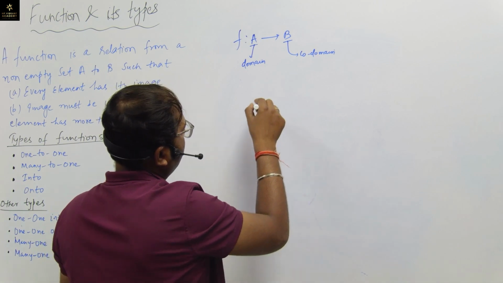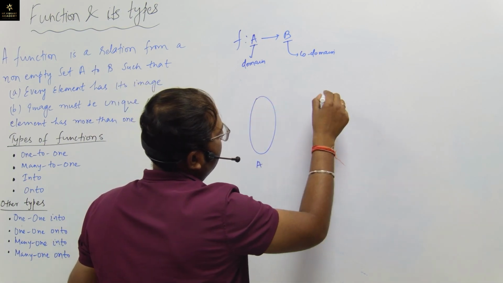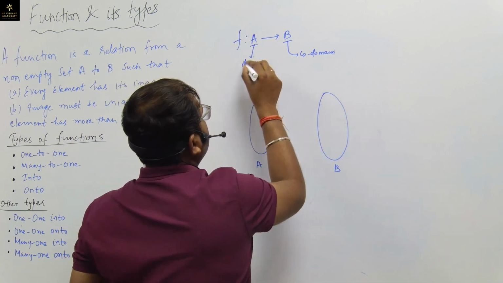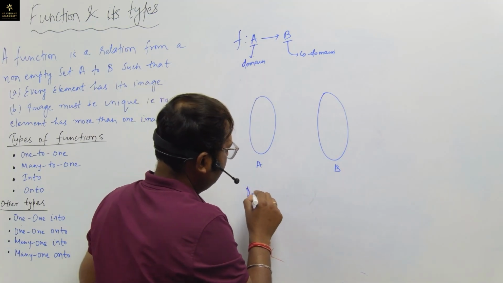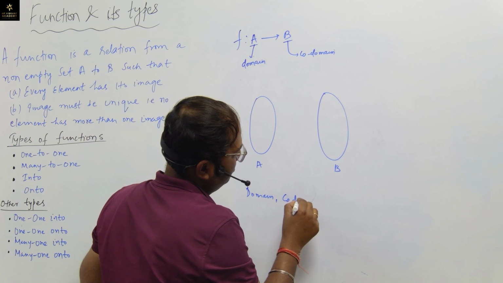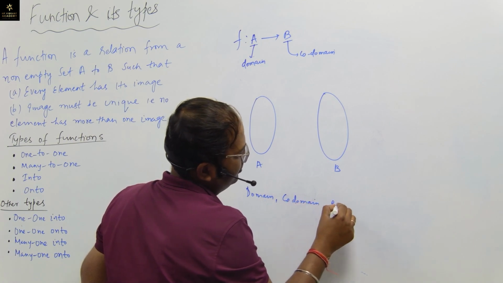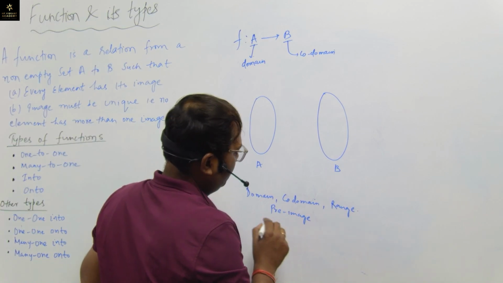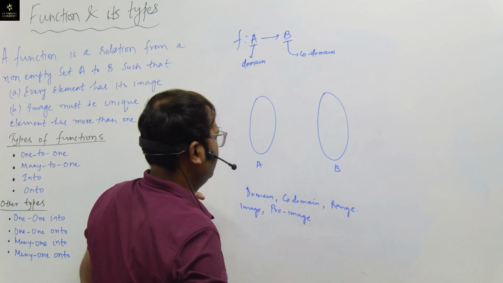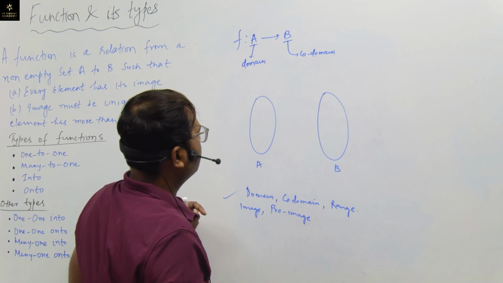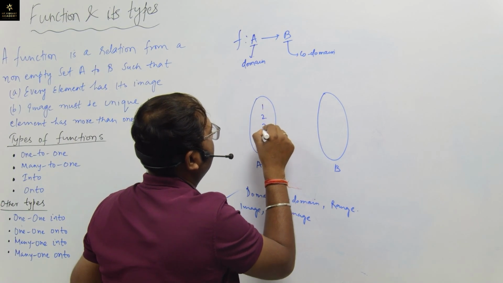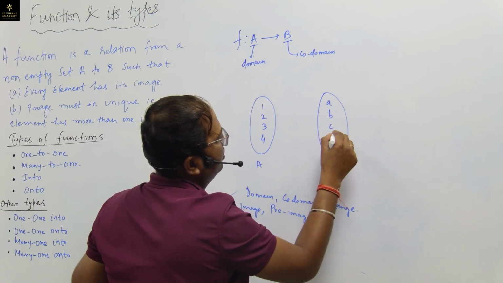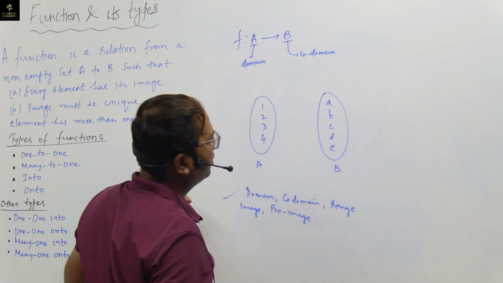So let us take an example. Let us take a set A and set B. Let us revise these concepts. There are a few terms: domain, codomain, and the third one is range, and pre-image. One more term, image. Let us revise this. Let us take the elements of A as 1, 2, 3, 4, and the elements in B as a, b, c, d, e.